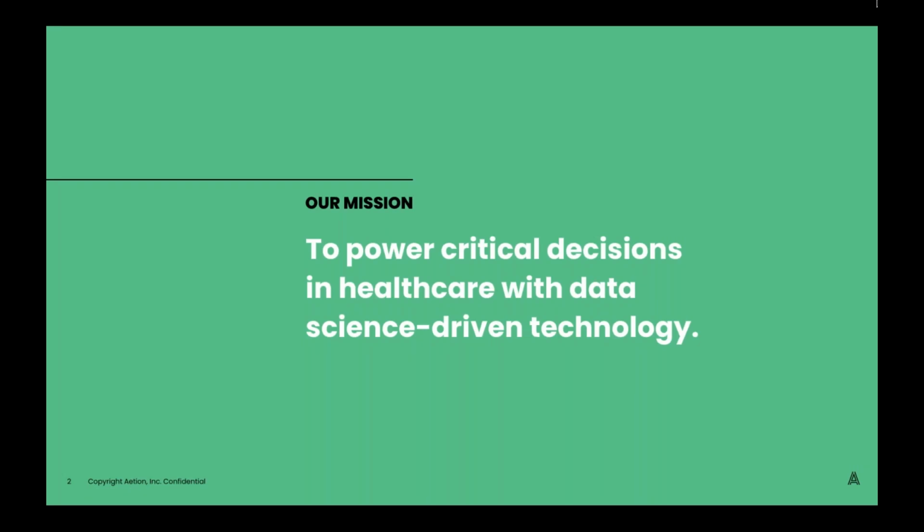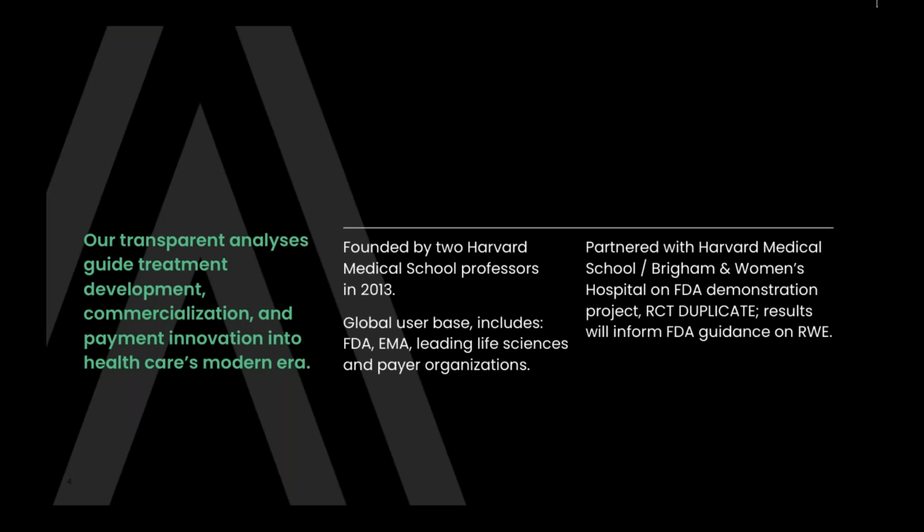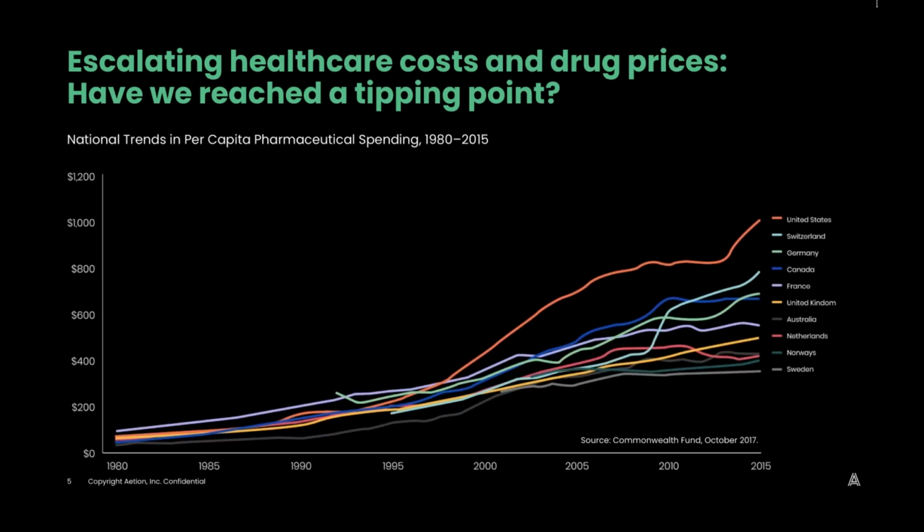This is something, as Paul indicated, we are very passionate about at Aetion. We've built a tech platform that takes real-world data, transforms it into decision-grade evidence. We're working with the FDA and other regulators, with life sciences companies, payer organizations, to create transparent analyses in a systematic way. And of course, everybody on the phone today is familiar with the drug pricing trends that we're seeing.